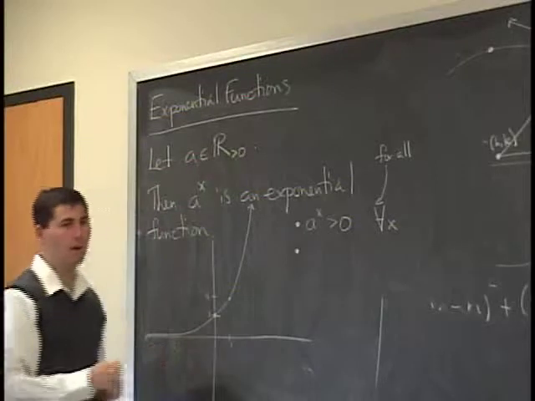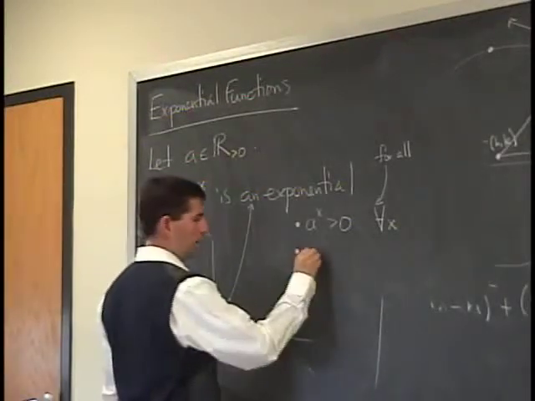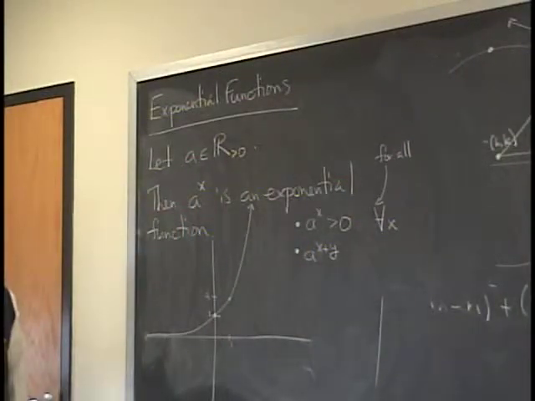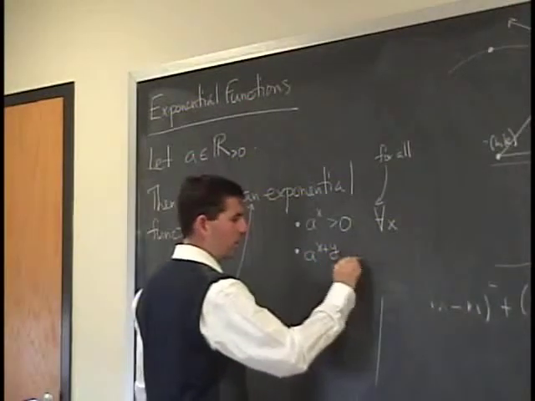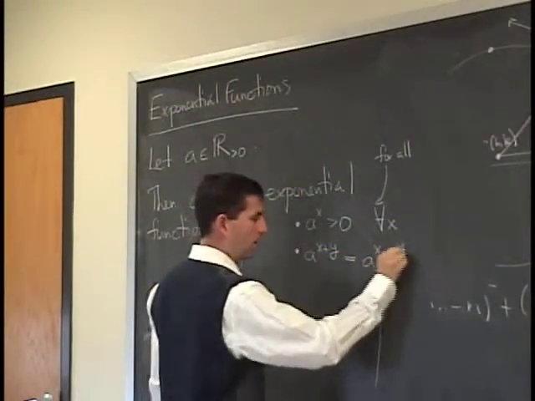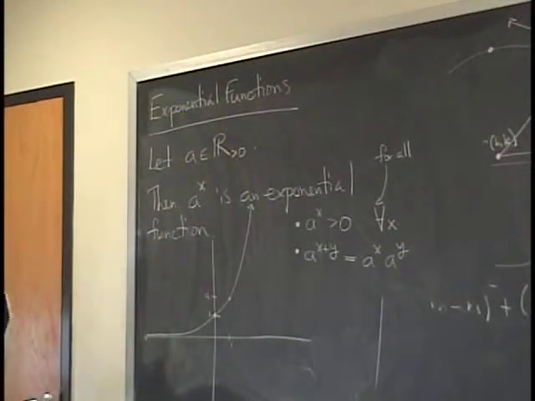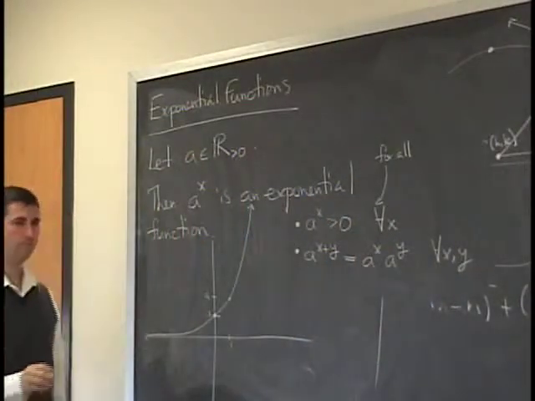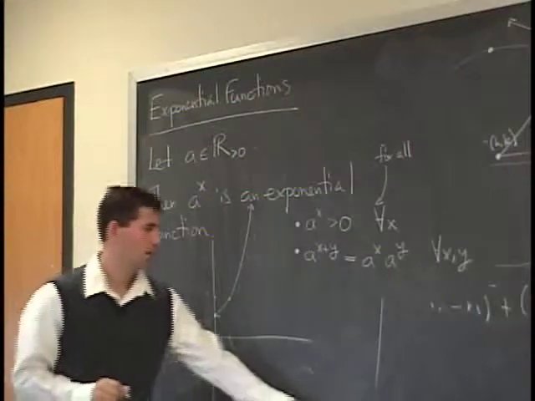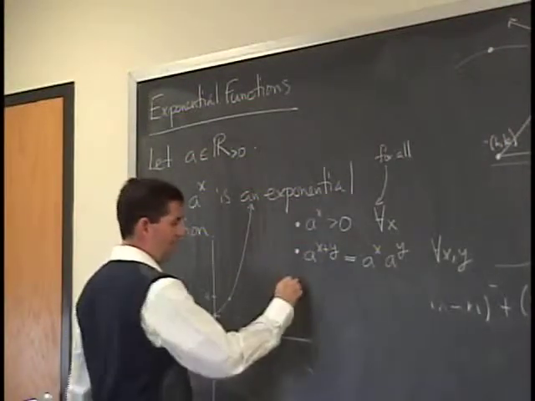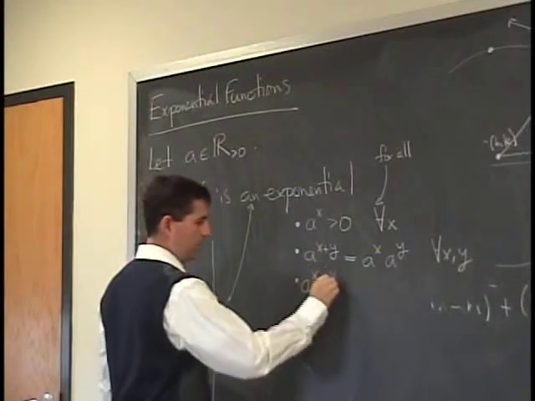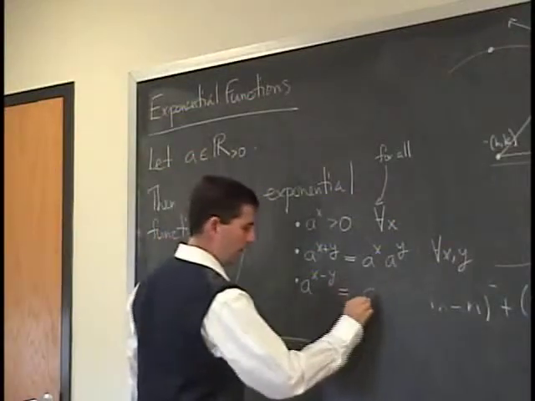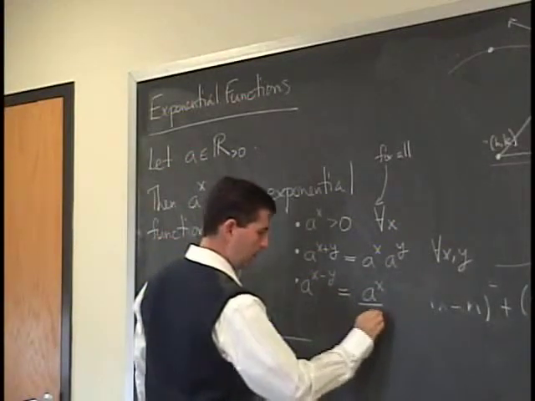What else do we know about an exponential function? Well, what happens if you raise it to a power which is a sum? You've probably seen before that this breaks up quite nicely. It's a to the x times a to the y, and this is for all x, y. What if I have a subtraction instead of an addition? Strictly speaking, that's already handled by this, but let's write it explicitly. This becomes a to the x divided by a to the y.